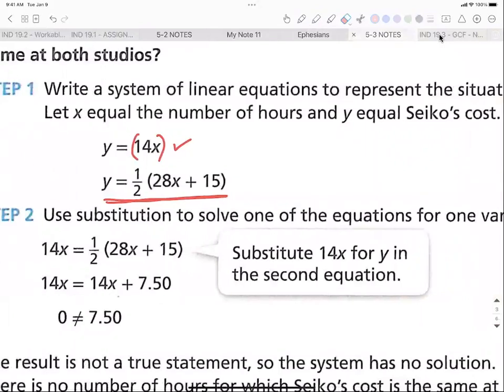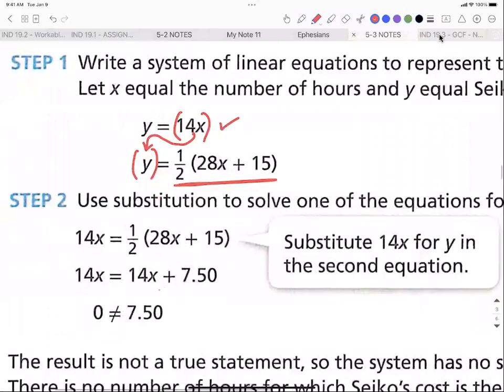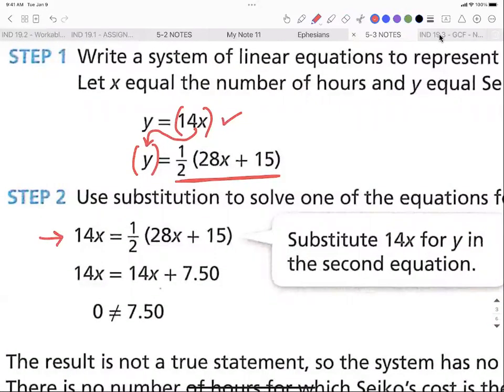All right. So we've got two equations. The first one is an easy, nice, clean clue. So I'm going to go into the other one and put parentheses around the y, and I'm going to substitute 14x into the other equation where there was a y. So when you write all of that out, that's where you get this: 14x equals, the second equation. Now you have to distribute, right? So half of 28x is 14x, and half of 15 is 7.5.